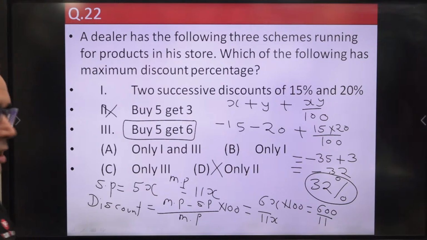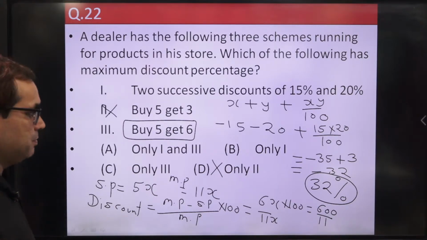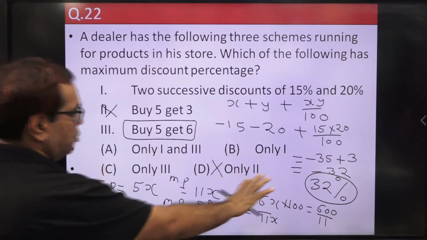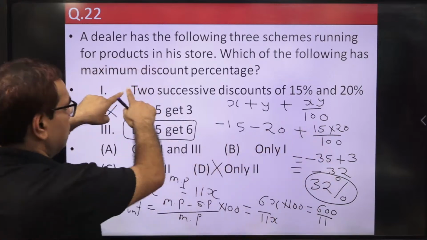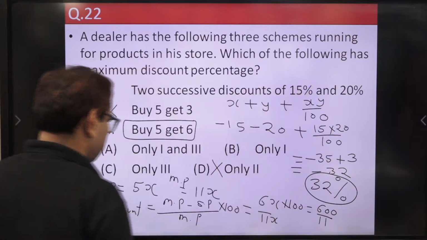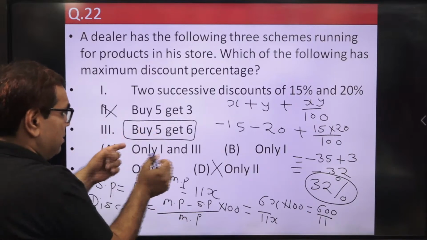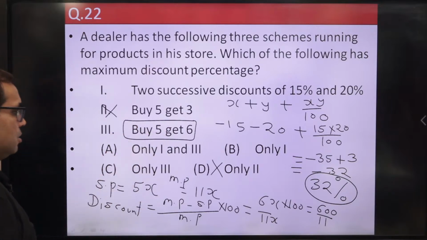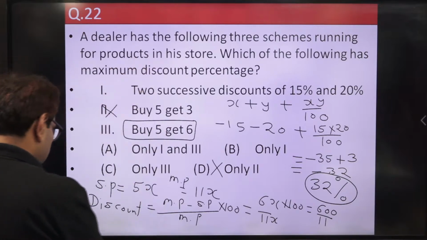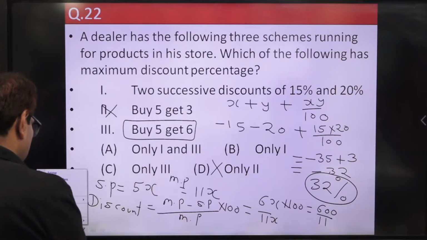Discount in second and third. Okay. So let me explain again. First, 32% is clear to everyone here. We already know the formula. In classes, I have many times discussed this formula. So again, I am telling you this. So how we compute the discount in this case, that I am going to tell you again.